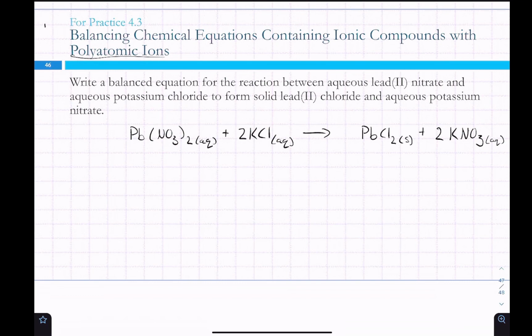So double displacement reactions especially, you can just pick one thing to start with and then fix that one. That'll change something else. Sometimes you have to fix whatever that is in the reactants, and then you keep bouncing back and forth until everything's balanced. If you end up in a situation where you start bouncing from one thing to another, and you've gone through that loop a couple times, you probably wrote down one of the chemical formulas wrong. And it will keep going forever because there's no way to balance it.